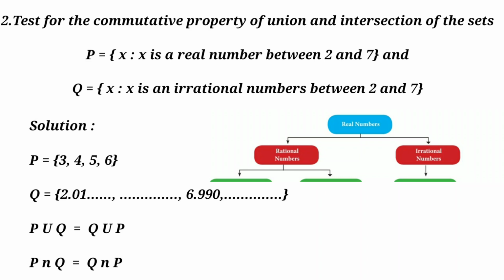Then P intersection Q is equal to irrational numbers, because real numbers intersection irrational numbers gives only the common elements, the irrational numbers. So P intersection Q is equal to the irrational numbers. Then Q intersection P is also the irrational numbers.